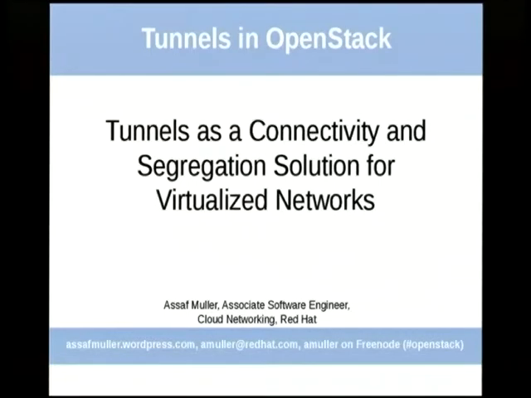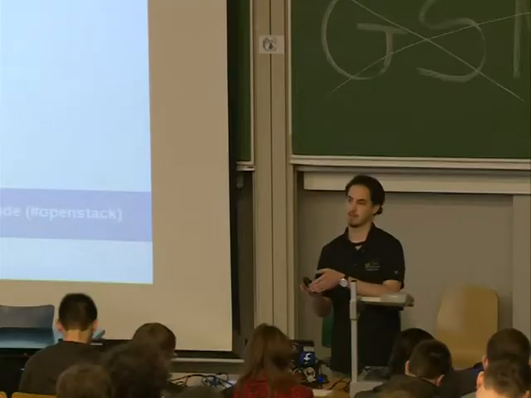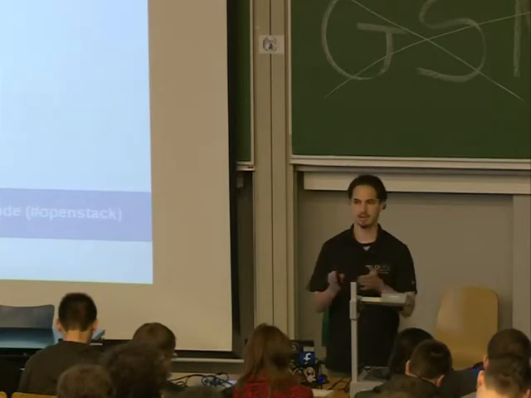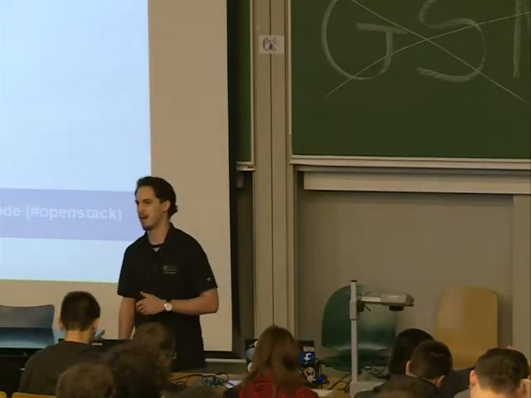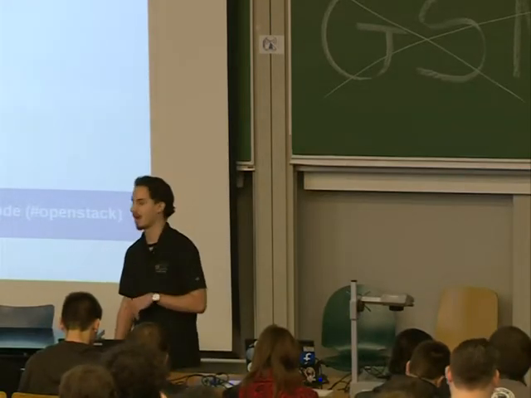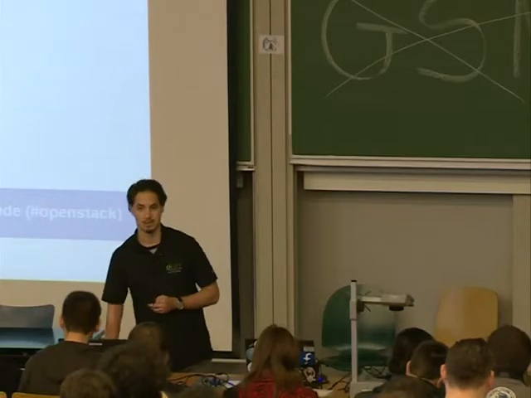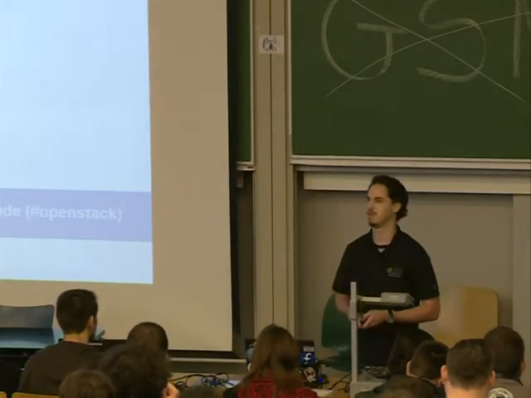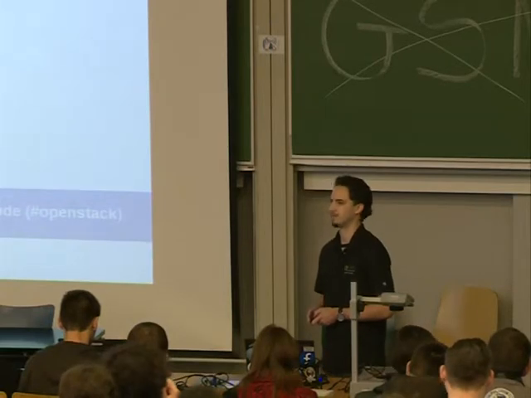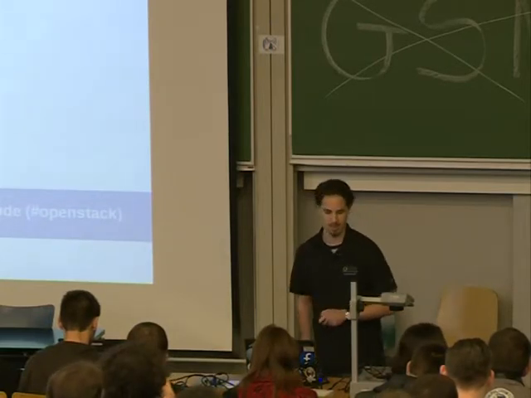How do we use VLANs to kind of hook up VMs and maybe even segregate to different networks and stuff like that, and the shortcomings of VLANs, and how do we use tunnels. So how do we use tunnels to solve the same problem that VLANs currently solve, and maybe even more.